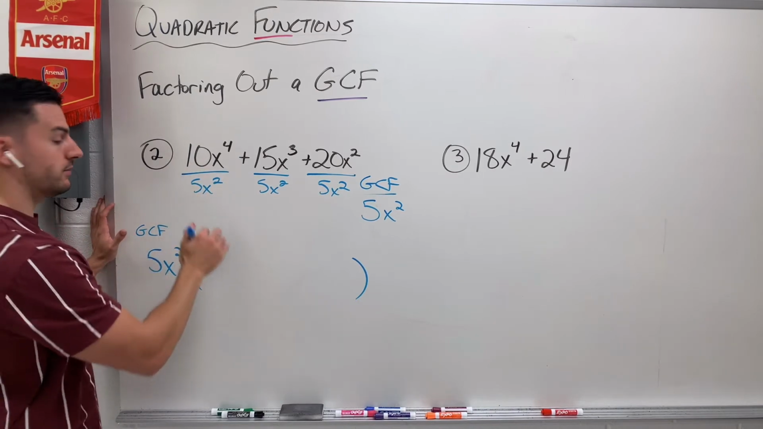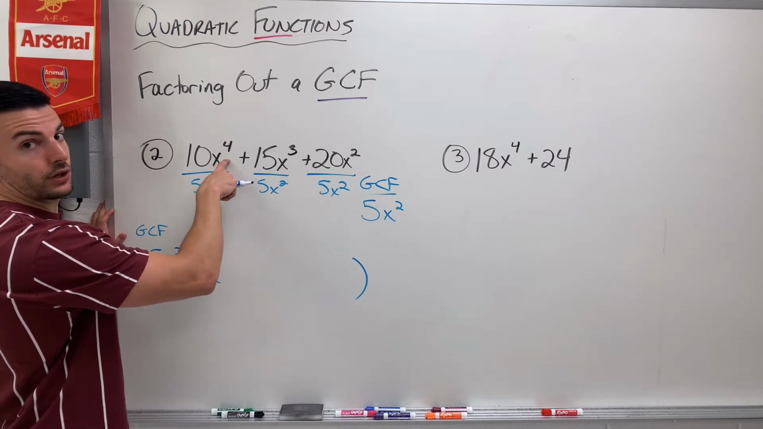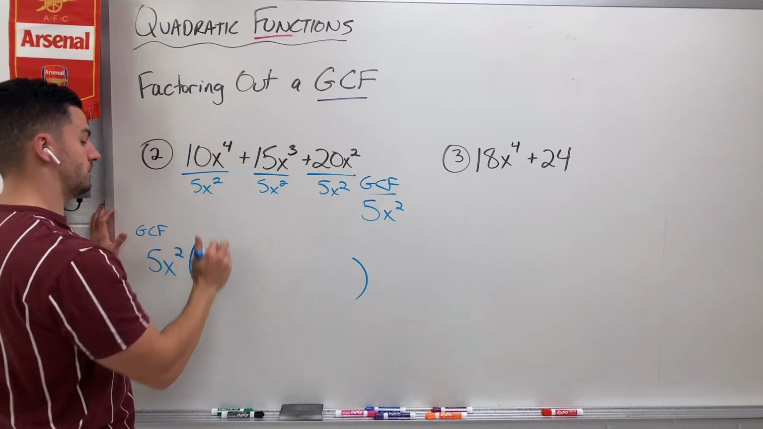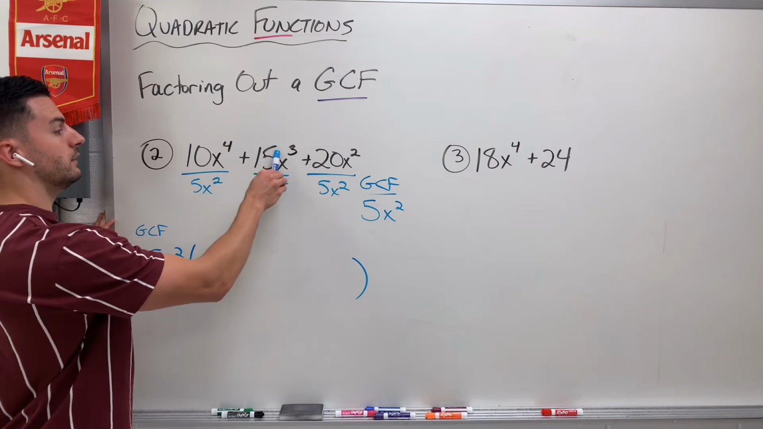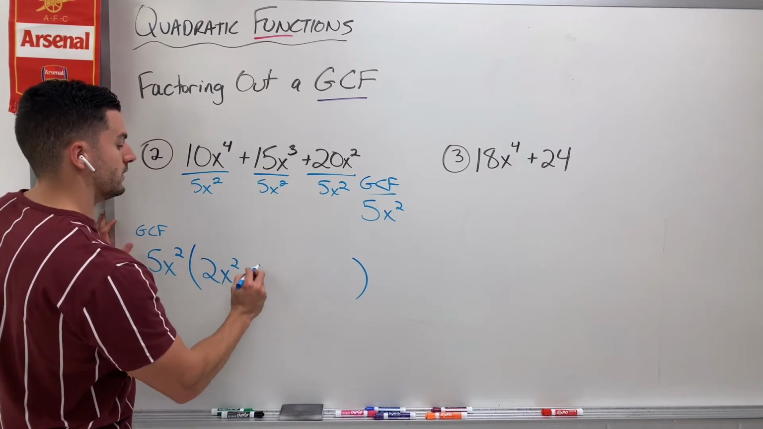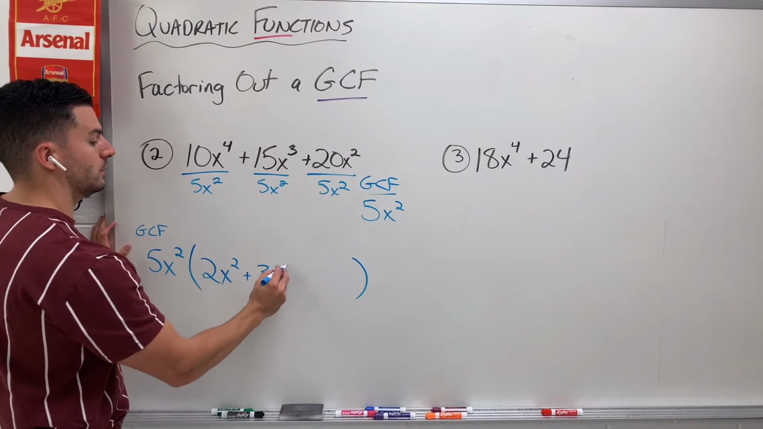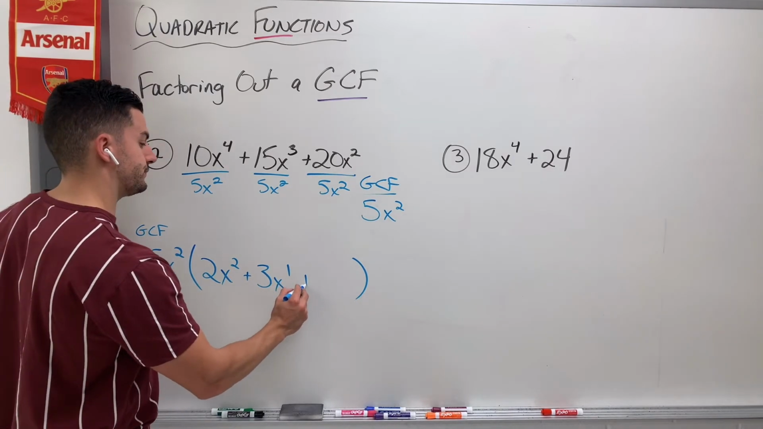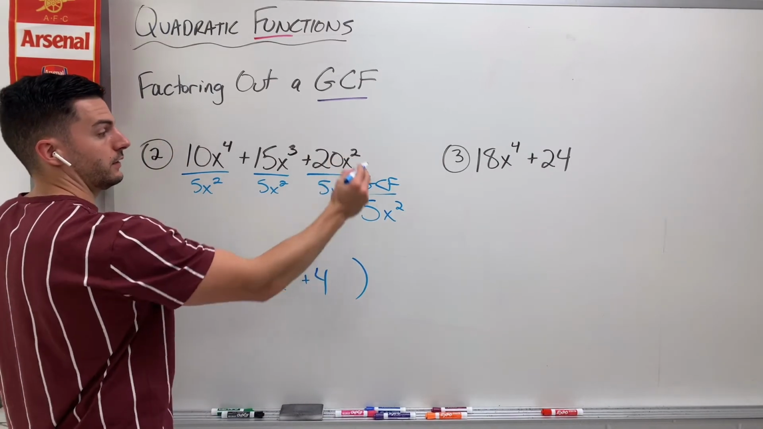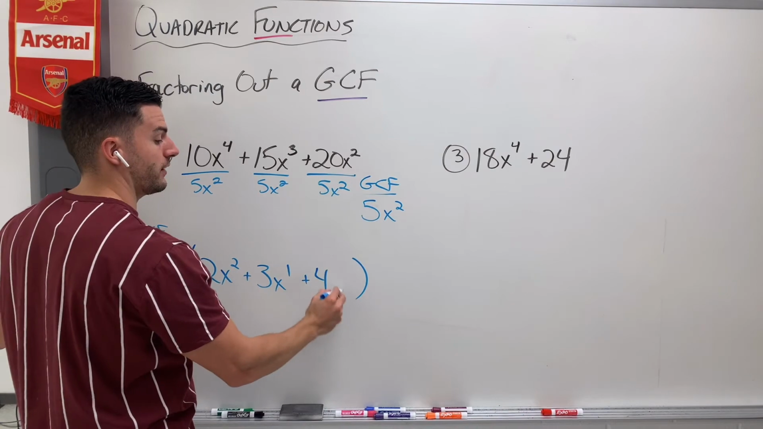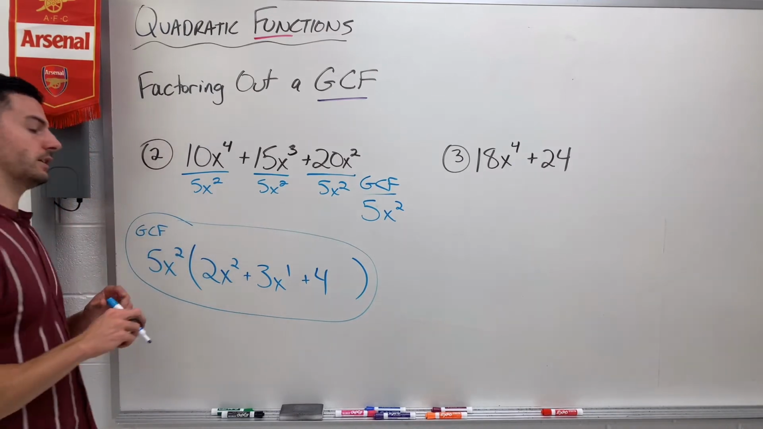10 divided by 5 is 2, and then I subtract my exponents. X to the 4th divided by x squared. So 4 minus 2, x squared, right? 2 exponent. 4 minus 2 is 2. Second one, 15. 15 divided by 5 is positive 3, okay? And then 3 minus 2 gives me 1. So 3x to the 1st. Lastly, 20 divided by 5 is 4. X squared divided by x squared, 2 minus 2 is 0. So you don't have to write x to the 0 because both of those x's would cancel. So this would be it right here, okay?